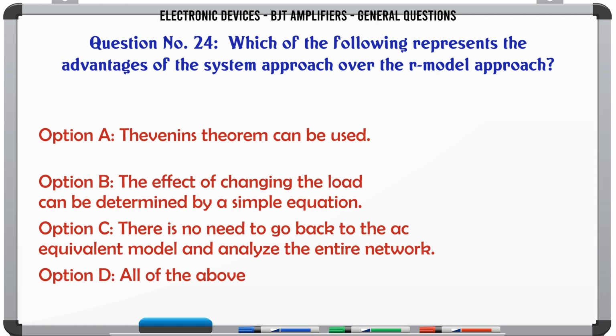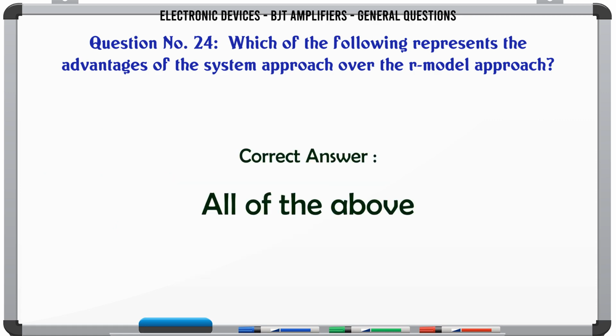There is no need to go back to the AC equivalent model and analyze the entire network. D. All of the above. The correct answer is all of the above.